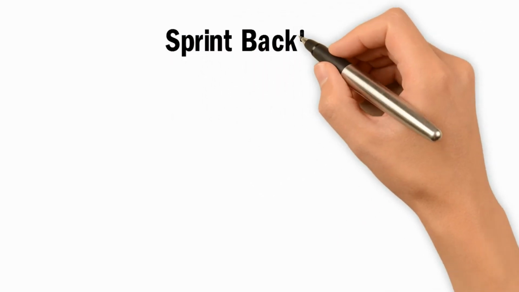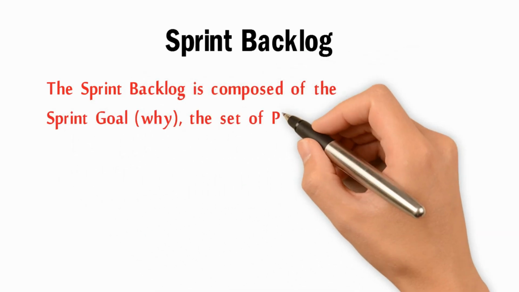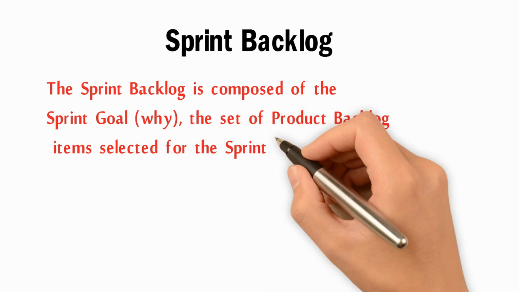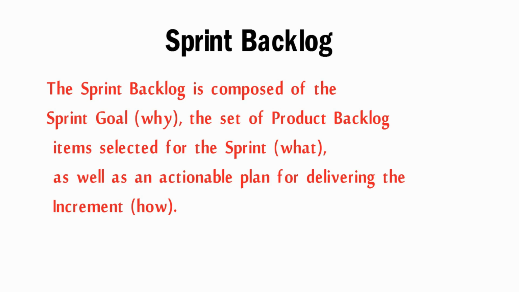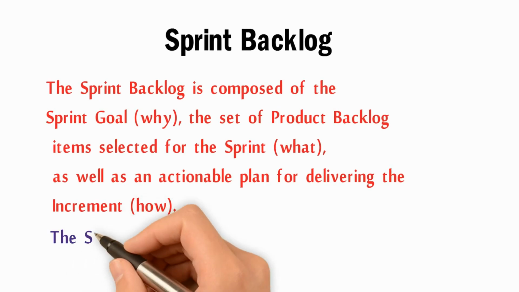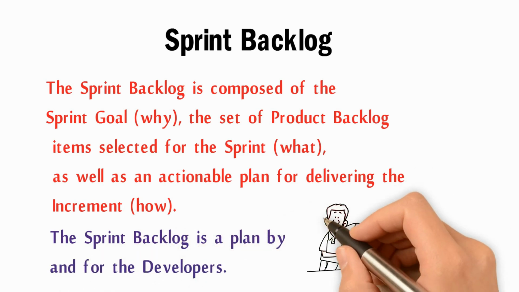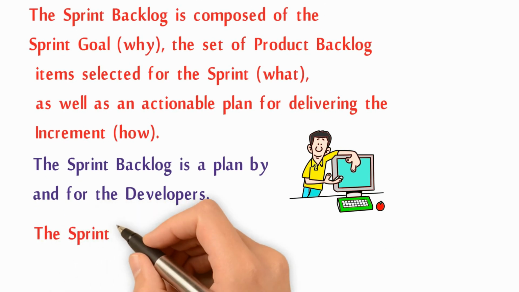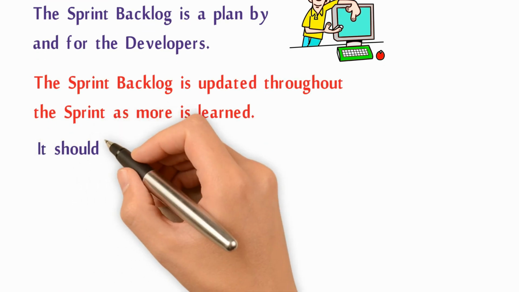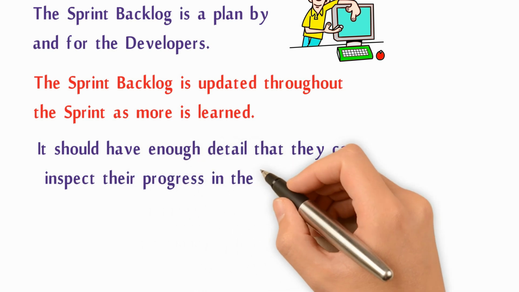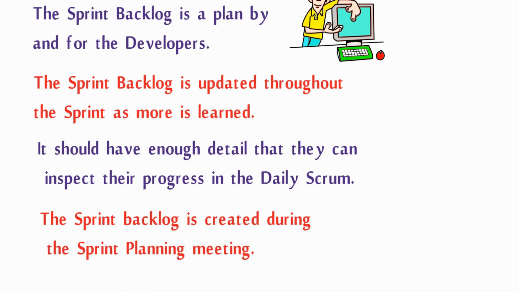Sprint backlog. The sprint backlog is composed of the sprint goal, why, the set of product backlog items selected for the sprint, what, as well as an actionable plan for delivering the increment, how. The sprint backlog is a plan by and for the developers. The sprint backlog is updated throughout the sprint as more is learned. It should have enough detail that they can inspect their progress in the daily Scrum. The sprint backlog is created during the sprint planning meeting.